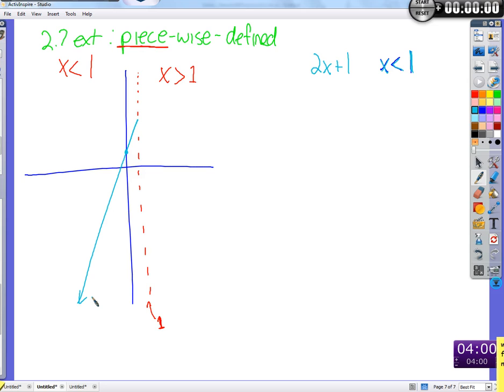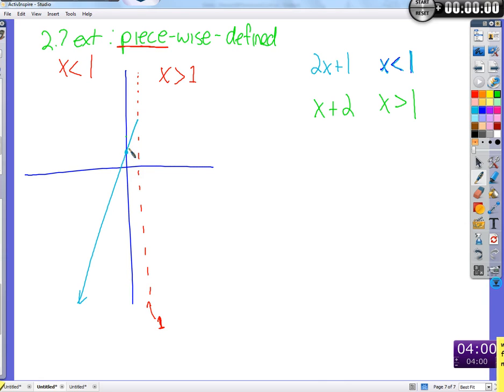When x is greater than 1, I want you to use a different function. So I'll use the function, let's just call it x plus 2. Well, now we just want to get an idea of what this function looks like altogether. So how would I graph this function? Start at positive 2. It's just a line, guys. Just go up to 2.